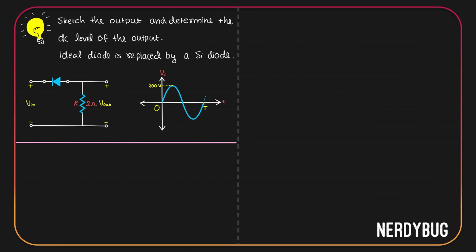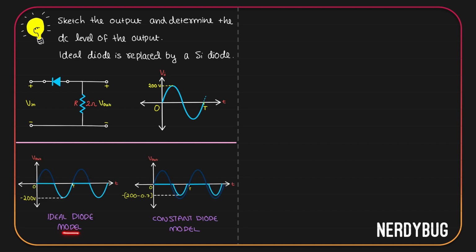Let us take the same question again. But this time the difference is the peak value of the input is not 20, it is 200 volt. Other than that, everything is the same. So let us draw the output for an ideal diode model and constant voltage model directly from the last two problems we solved. In the ideal diode model, instead of minus 20, I got minus 200. In the constant voltage model, instead of minus of 20 minus 0.7, I got minus of 200 minus 0.7.